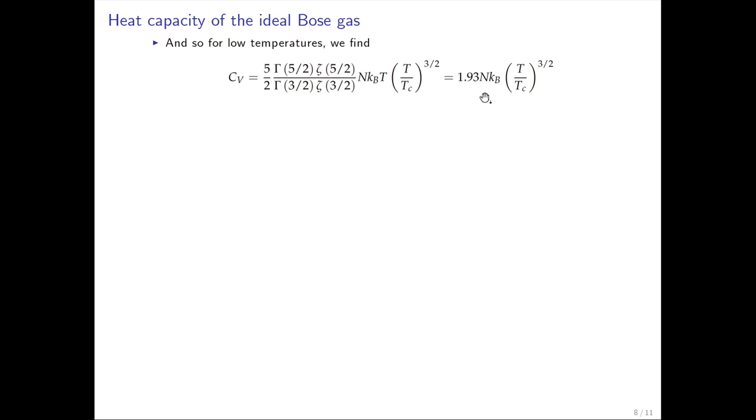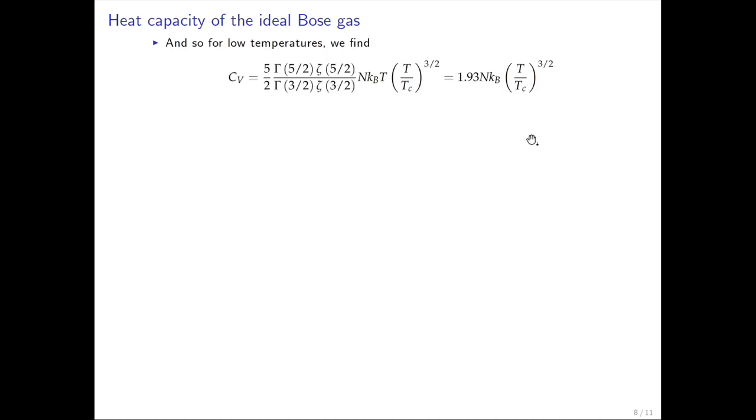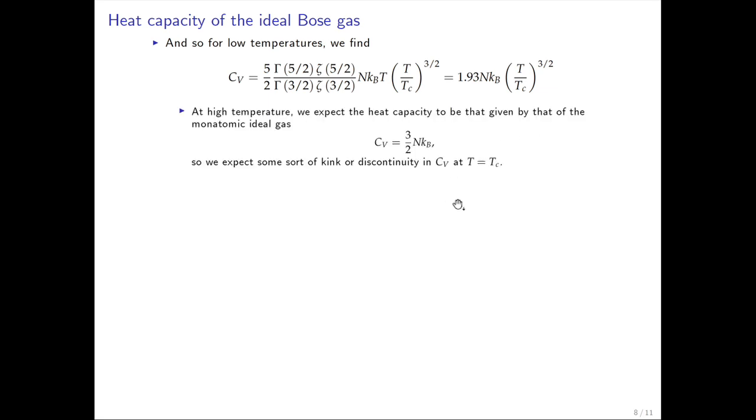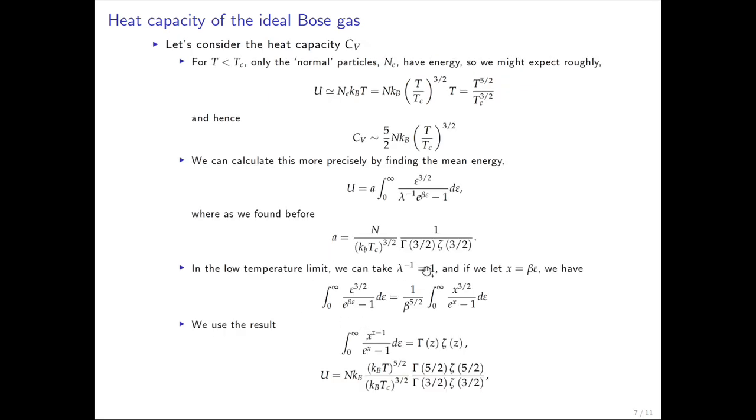And what do we get? About 2 in kb times this factor. And what did we have before? We had 5/2, so this was pretty close. Well, that's for low temperatures, and that's for low temperatures. Now, what do we mean by low temperatures? Well, we'll come back to that, because we had to make this approximation to actually get this integral in an easy form.